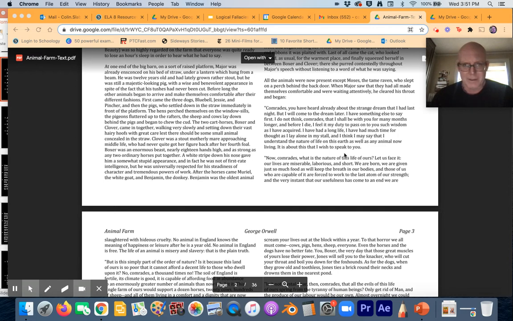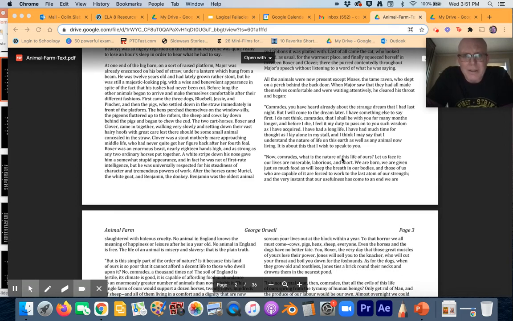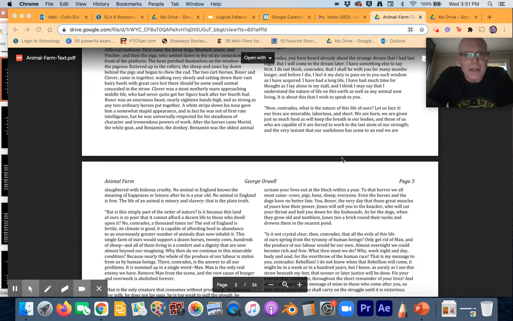Let us face it. Our lives are miserable, laborious, and short. Laborious means full of labor, work. We are born, we are given just so much food as will keep the breath in our bodies, and those of us who are capable of it are forced to work to the last atom of our strength. In the very instant that our usefulness has come to an end, we are slaughtered with hideous cruelty.